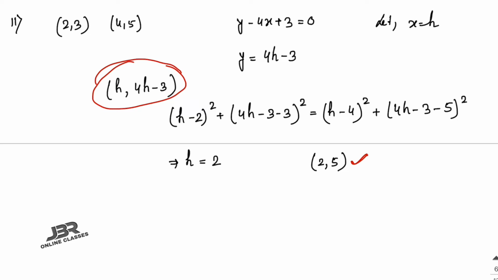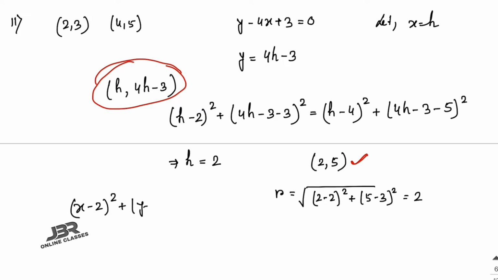So if the center is (2, 5), then first find out the radius. The radius equals the square root of (2 minus 2) whole square plus (5 minus 3) whole square, that equals 2. Is it clear? Okay, so the equation will be (x minus 2) whole square plus (y minus 5) whole square equal to 2 square. Now solve this equation and you will get your answer. Okay.